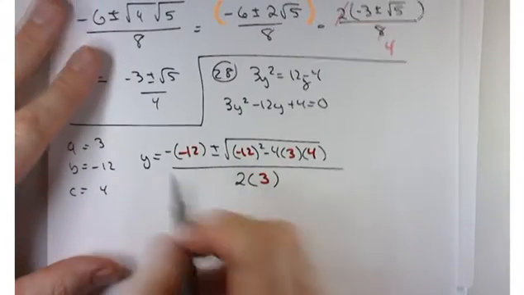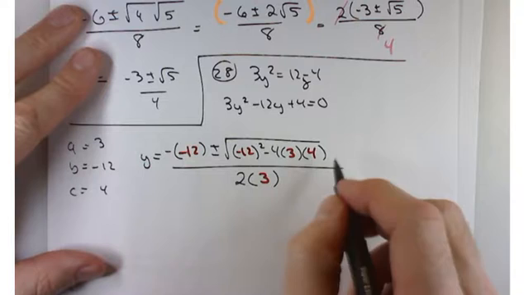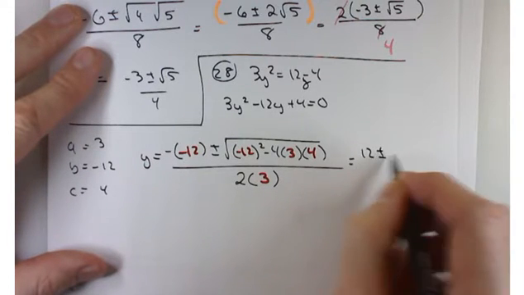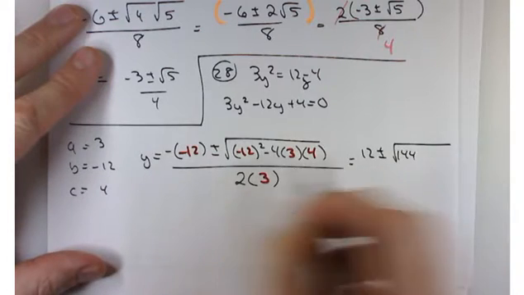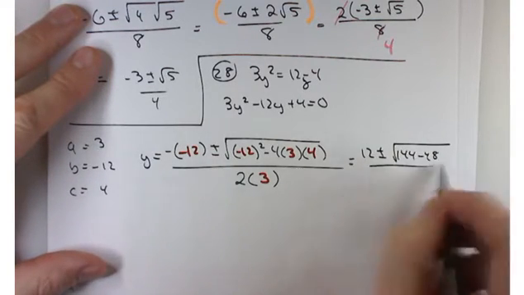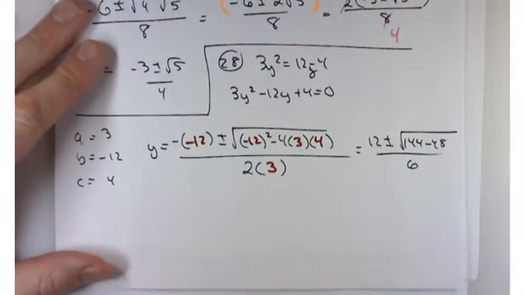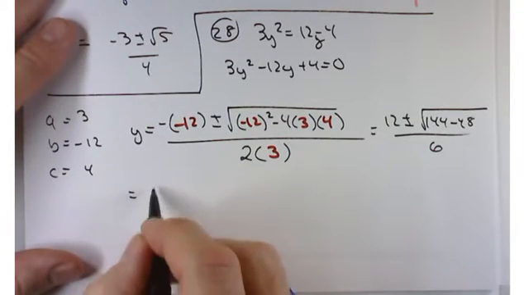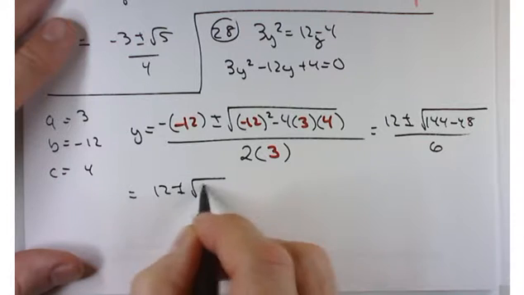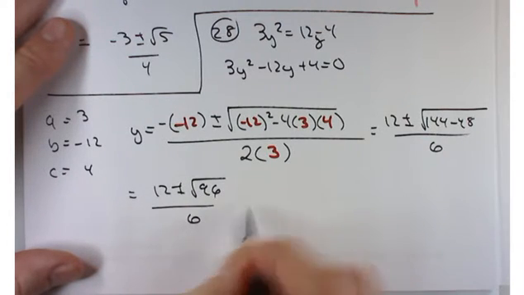Okay, double negative here becomes a positive, so I end up with 12 plus or minus the square root of 144 minus 48 over 6. That can continue to simplify. 12 plus or minus the square root of 96 over 6.